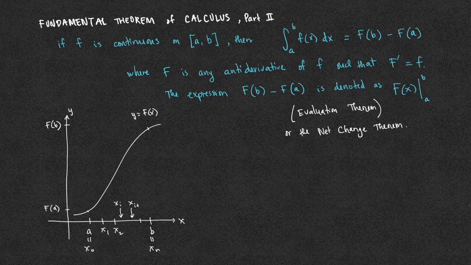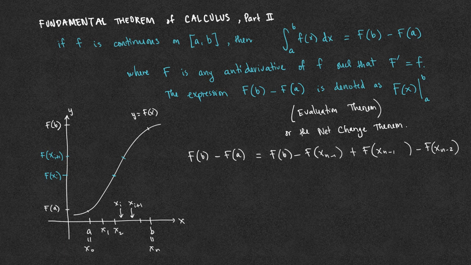A representative i-th interval goes from x_i to x_{i+1} with the corresponding y values F(x_i) and F(x_{i+1}). We then write F(b) minus F(a) as F(x_n) minus F(x_{n-1}) plus F(x_{n-1}) minus F(x_{n-2}) plus ... plus F(x_{i+1}) minus F(x_i) plus ... and the last term is F(x_1) minus F(x_0), but x_0 is a.